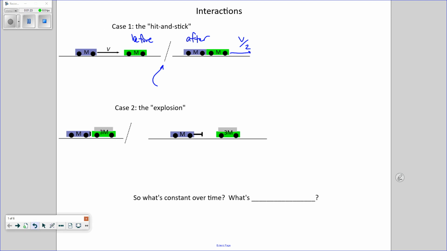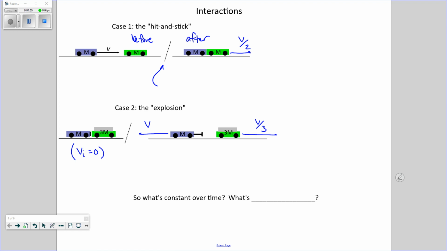In a case like this explosion, these two carts start together with a speed of 0, and then this spring-loaded plunger is engaged. The two carts push off of each other, and intuition can probably bear out what ends up happening: if this one moves at a speed v, then this one moves at a speed v over 3.